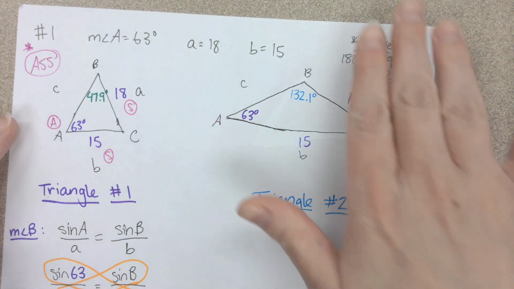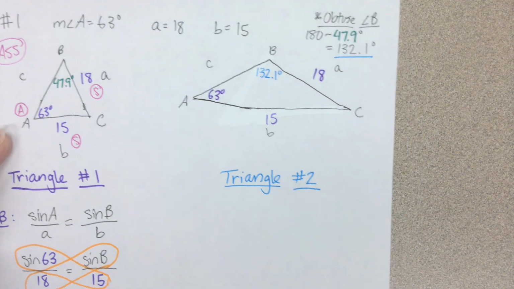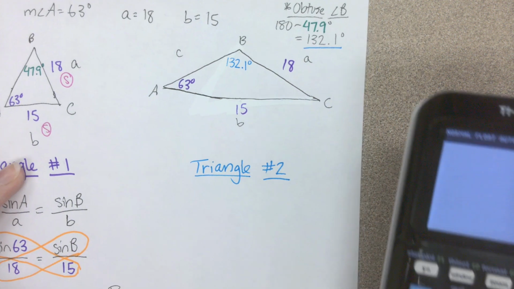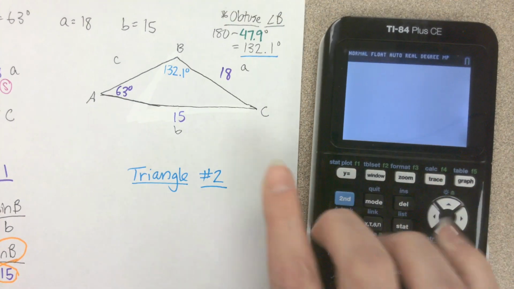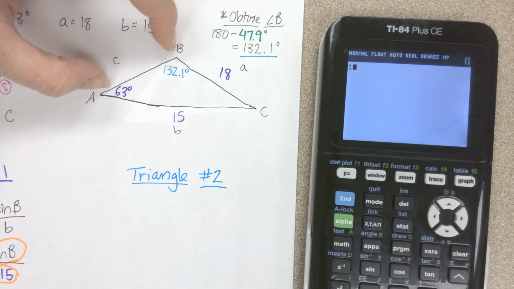Now to see if this triangle actually works, we're going to find angle C. And some of you already know where this is going if you're looking at those numbers the way I am, but if you're not, let's take this a step further. Let's find angle C for triangle 2. So we're going to use these two angles, 180 minus 63 minus 132.1.